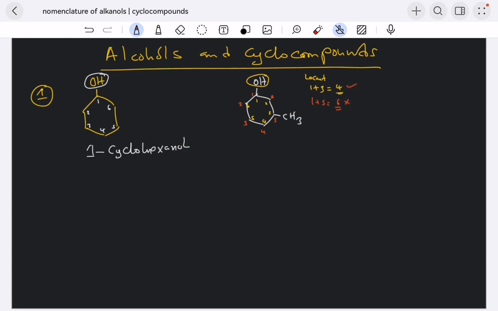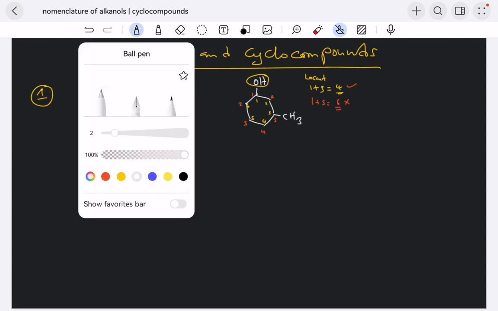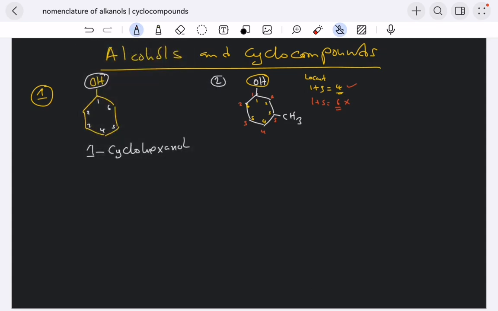So how do you name this particular compound? So let's say this is 2. This particular compound will be, the correct counting is 3 methyl, then the position of your hydroxyl is 1, then you say cyclohexanol. That'll be the name of that particular compound.